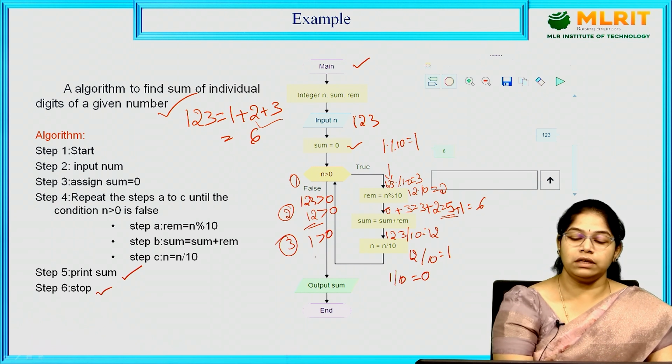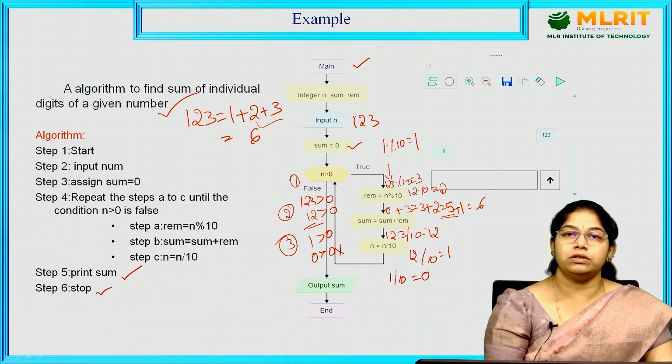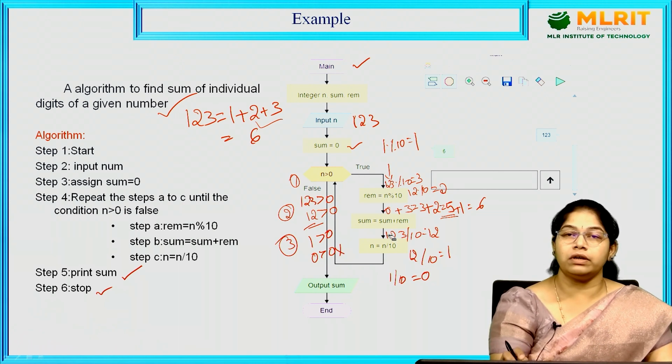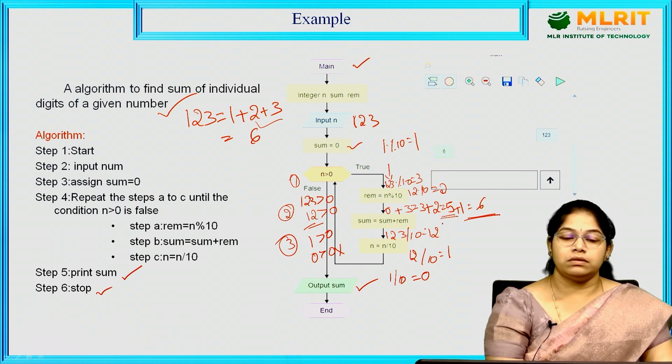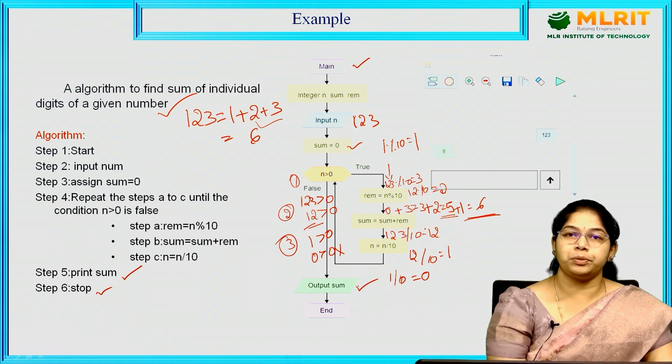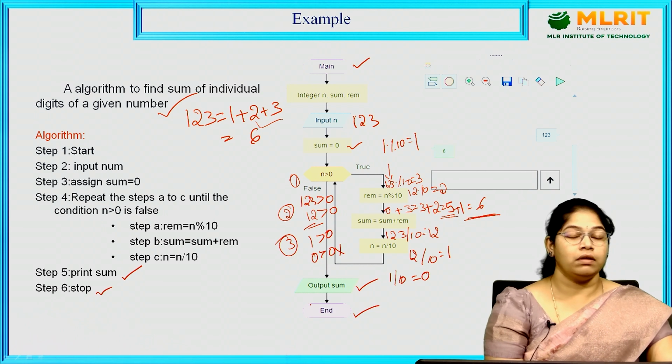We'll check 0 in the condition: is 0 greater than 0? No. The condition becomes false. So the control does not enter into the true block; it comes to the false, and then we have to print the output. Here we'll get the output as sum. The sum we have is 3 plus 2 plus 1, that is 6. So we'll print the output sum and then end. Output sum is represented in the flowchart symbol parallelogram, then end is represented in the symbol oval.